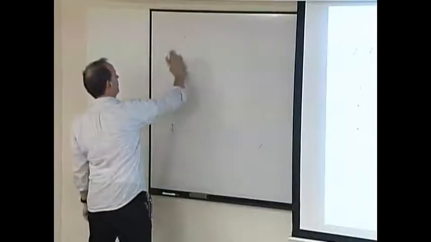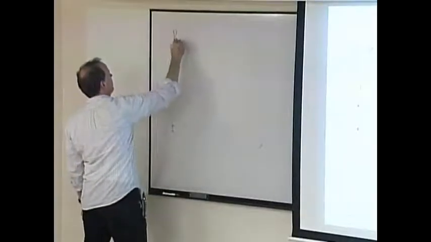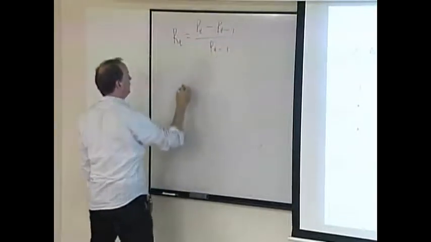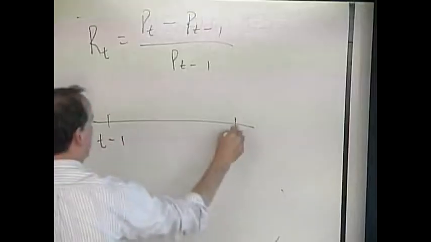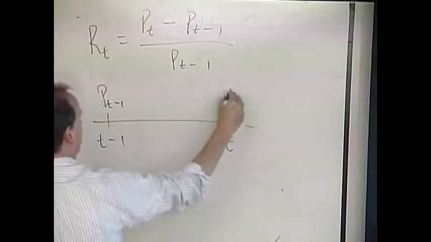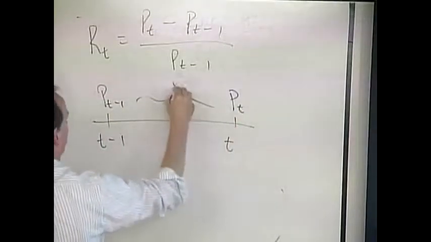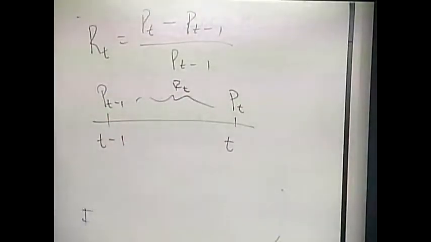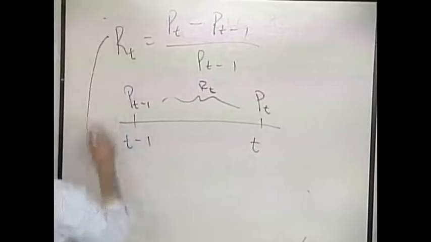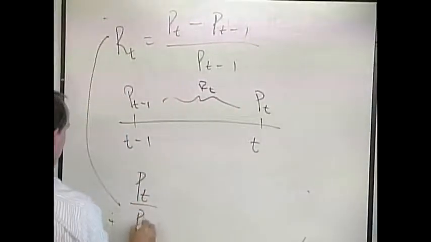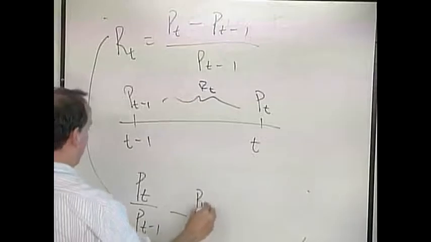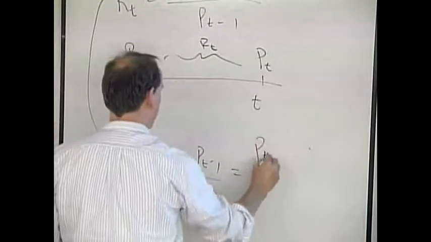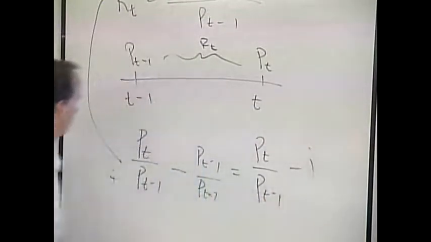to define the net return and gross return. So R_t is (P_t minus P_{t-1}) divided by P_{t-1}. And again, you want to think of your holding period from time t minus 1 to t, P_{t-1}, P_t. The return with a time step t is the percentage change in price between t minus 1 and t. Now we can take this return and write it as P_t divided by P_{t-1} minus P_{t-1} divided by P_{t-1}, which is P_t divided by P_{t-1} minus 1.